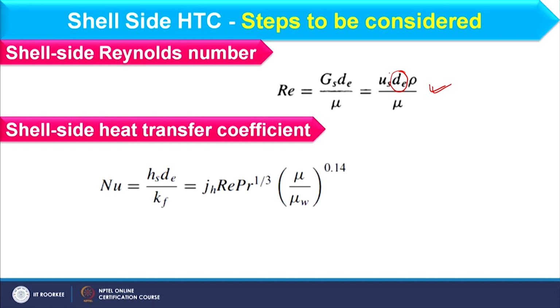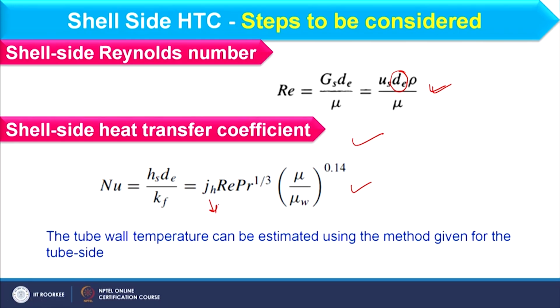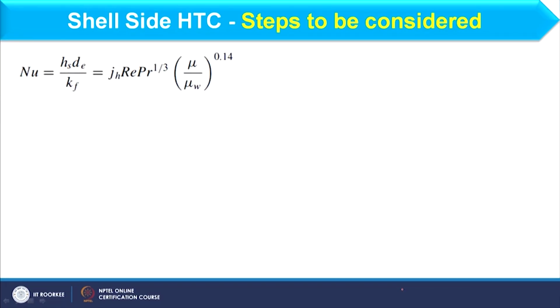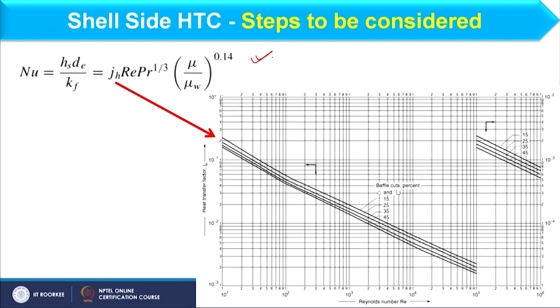Then we can find the shell side heat transfer coefficient using this expression, where jh will depend on the baffle cut, and further we can consider the tube wall temperature to find the viscosity correction factor, a method I have already explained for the tube side, right. So, this is the expression for the shell side heat transfer coefficient, and jh you can find from this graph, the heat transfer factor, which depends on the Reynolds number and the baffle cut. Baffle cut we usually consider as 25%.